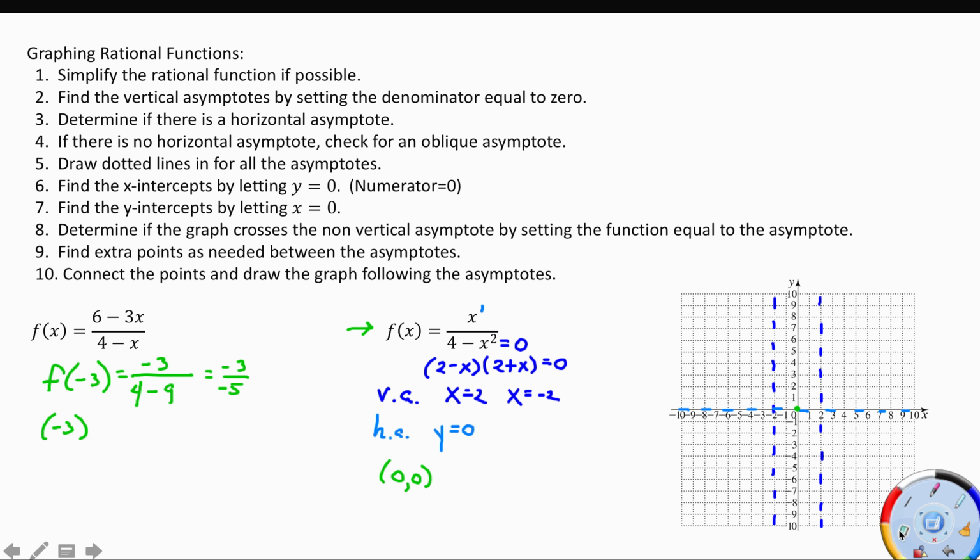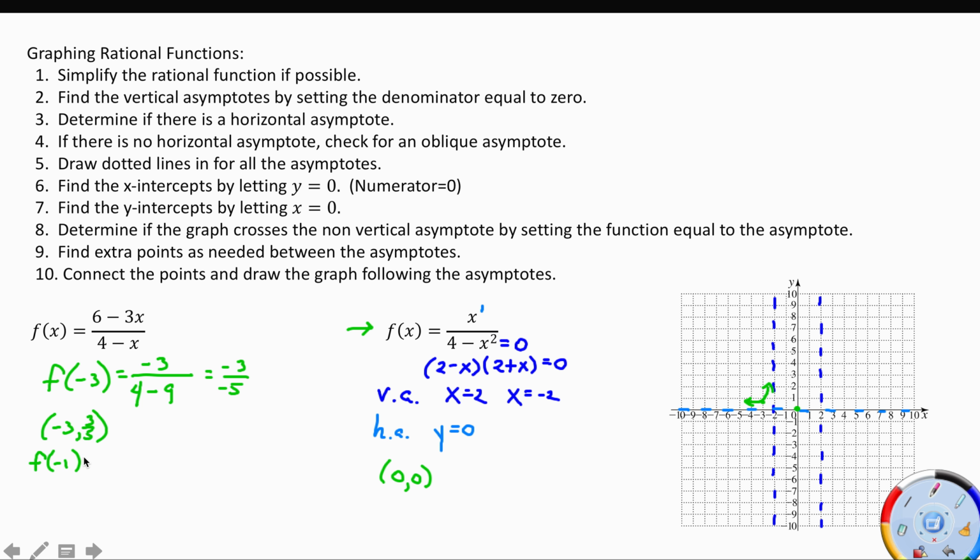That is the point negative 3, positive 3/5. So negative 3, positive 3/5, about right here. So I know that's what my graph looks like on that side.